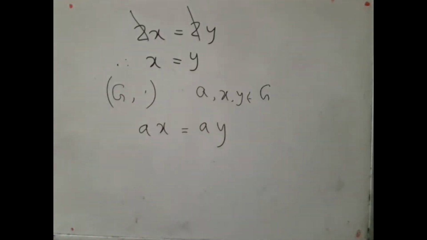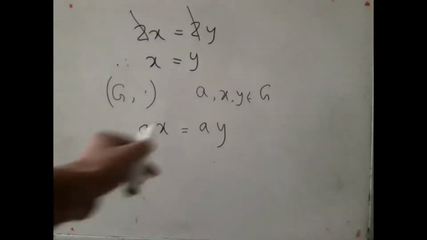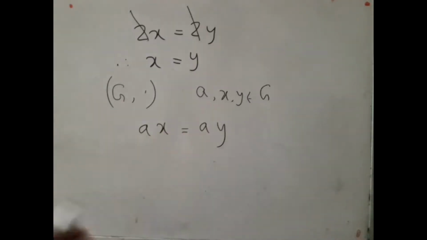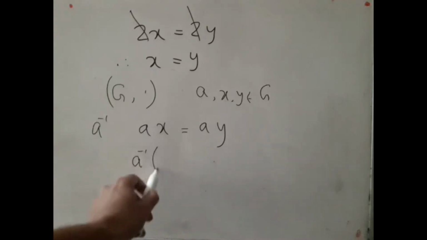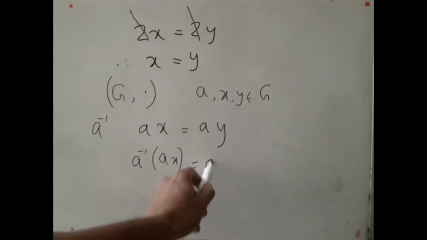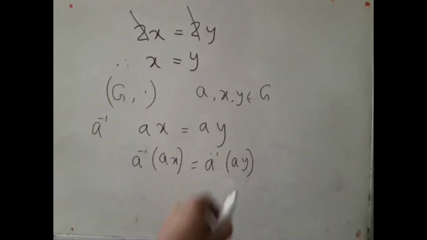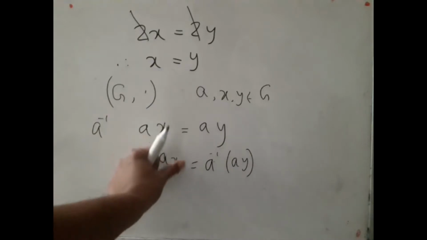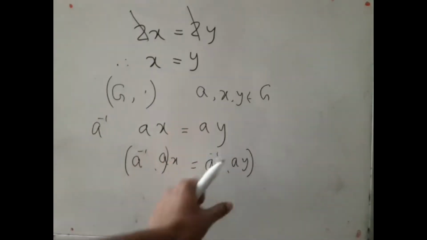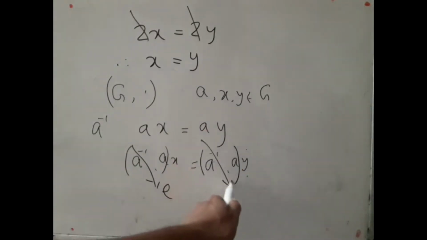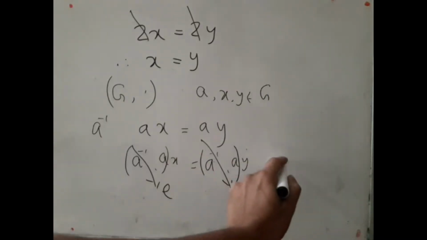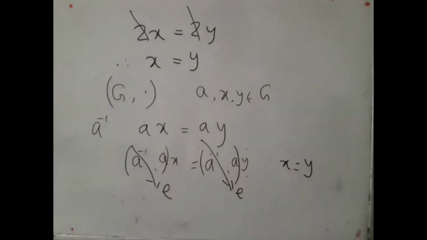Can I cancel a? Well, the answer is yes, you can, and the rationale behind that is you are multiplying from the left by A inverse, because whatever your A is, A inverse will be there. So it is A inverse AX equal to A inverse AY, and regroup thanks to associativity. You see how frequently I am making use of associativity. So that is identity element, that is identity element, identity times X is X, identity times Y is Y, therefore you are left with X equal to Y.